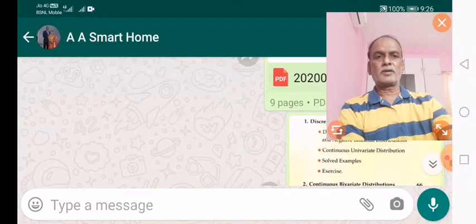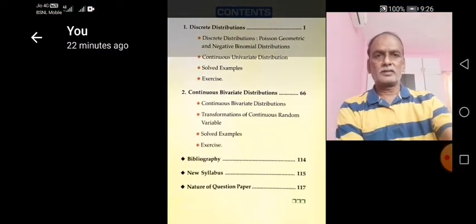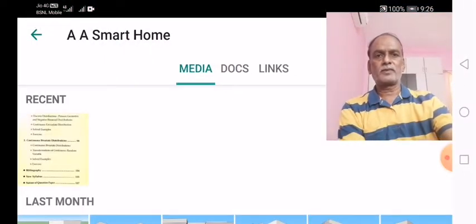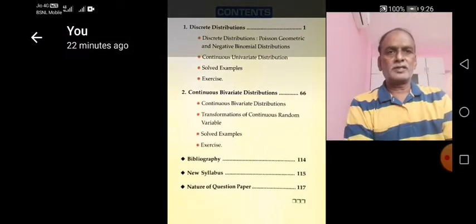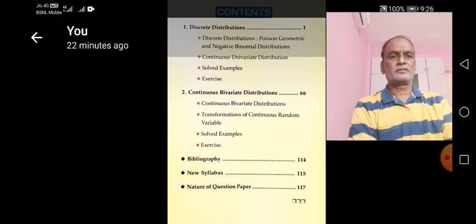See, in paper number 5 there are again 2 units: discrete distributions, which are defined on infinite sample space. 3 distributions we have to study. One is Poisson distribution, second is geometric distribution, and third is negative binomial distribution.